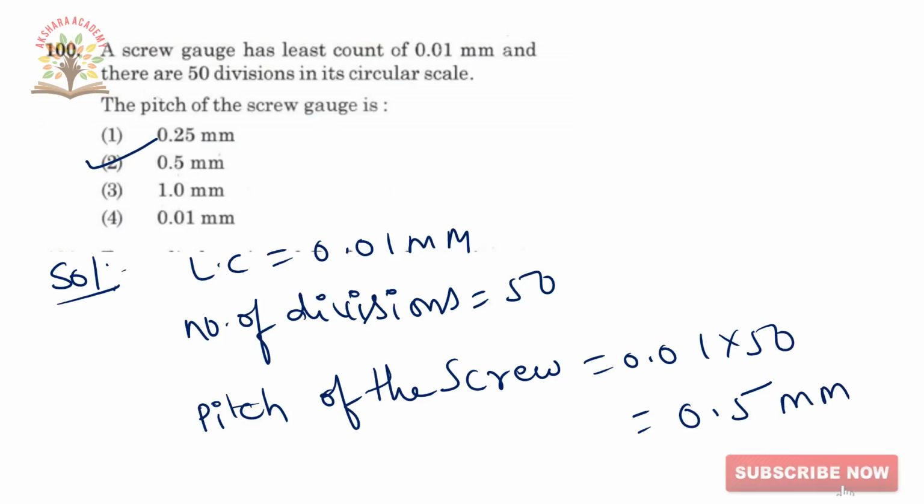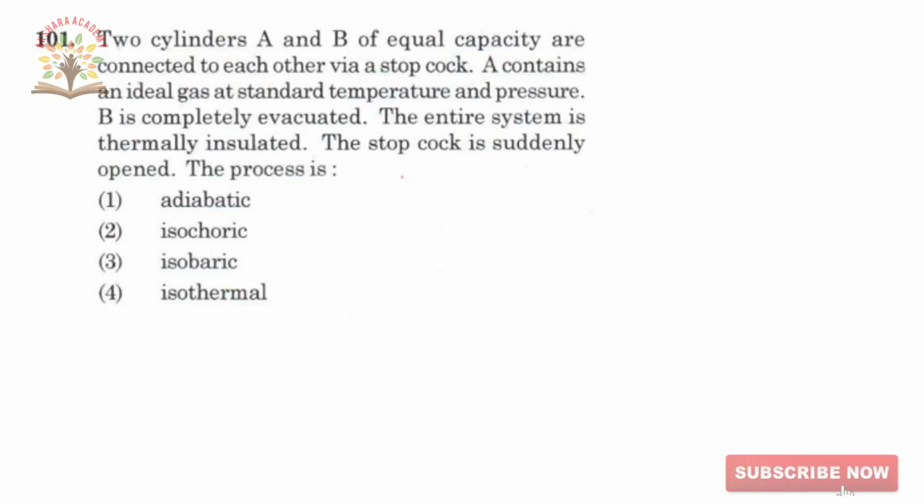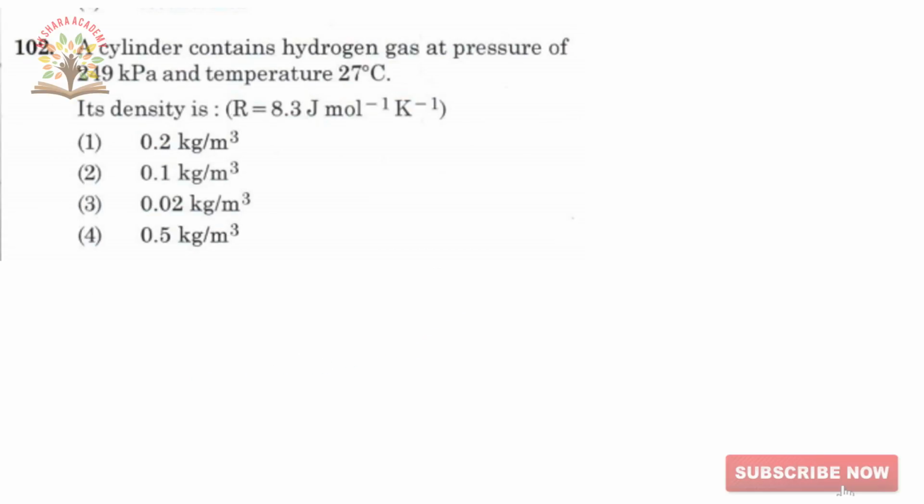Next go to the 101. This is a direct question and it is an adiabatic process. So the first option is correct. So 101, option 1 is the correct option. Go to the 102. Here they have given in the cylinder P is equal to, we are writing in this question, they have given 249 kilopascals.